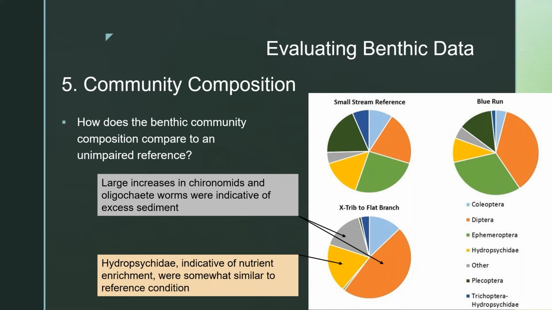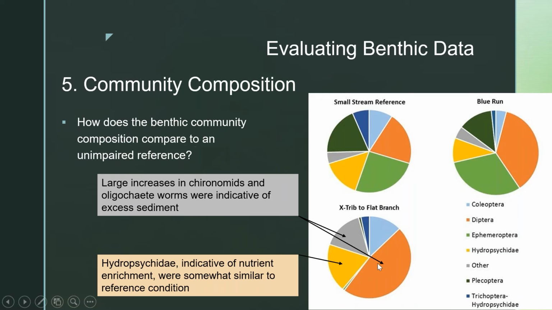If we take a look at this X-trib to Flat Branch here, again, we see a different picture. The community is dominated, in this case, by Diptera. I think in this particular case, it was Chironomids that were really dominating the system. There's a lot of other here too in this particular system. The gray here was other, and in that case, it was mostly oligochaete worms.